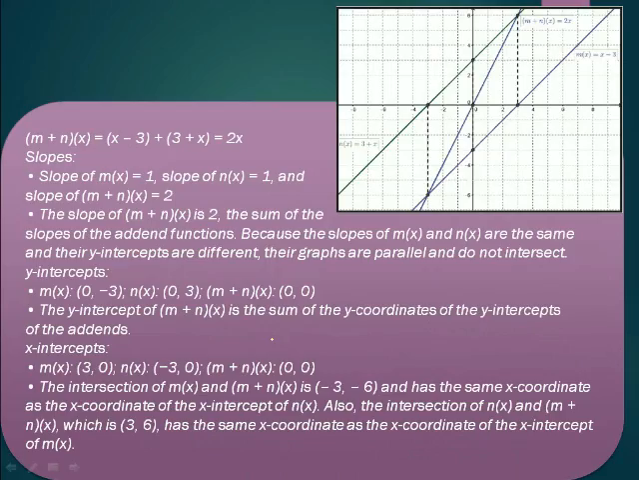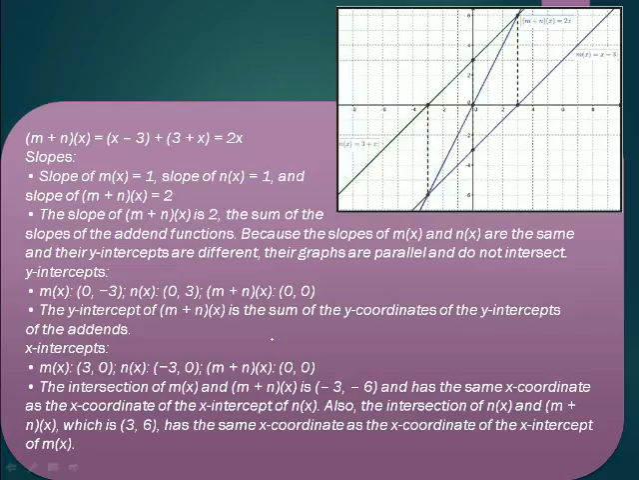m plus n of x equals x minus 3 plus 3 plus x equals 2x. For the slopes, the slope of m of x equals 1, the slope of n of x equals 1, and the slope of m plus n of x equals 2. The slope of m plus n of x is 2, the sum of the slopes of the addend functions. Because the slopes of m of x and n of x are the same and their y-intercepts are different, their graphs are parallel and do not intersect.